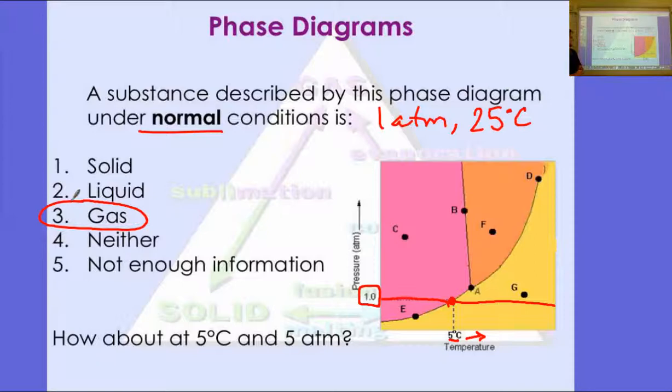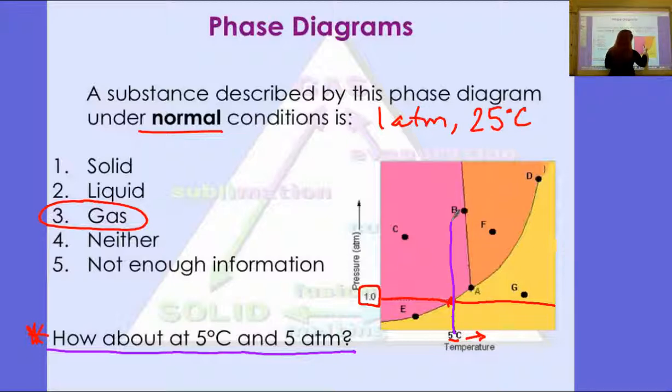Part 2 to this question, a substance described by this phase diagram under these conditions, 5 degrees Celsius and 5 atm. Here's 5 degrees Celsius. Here's 1 atmosphere. So anywhere above 1 atmosphere, wherever 5 might be on this graph, is always going to be in the solid phase.